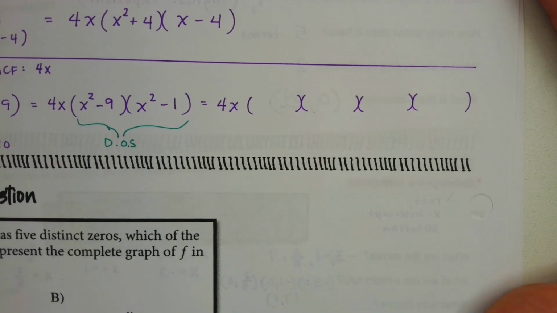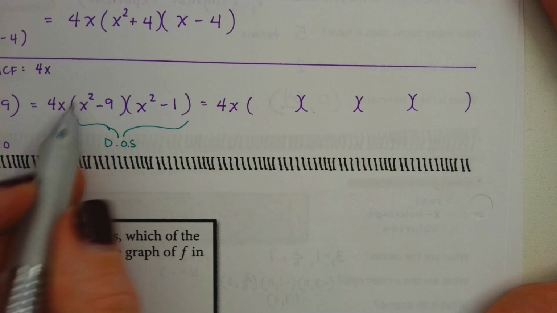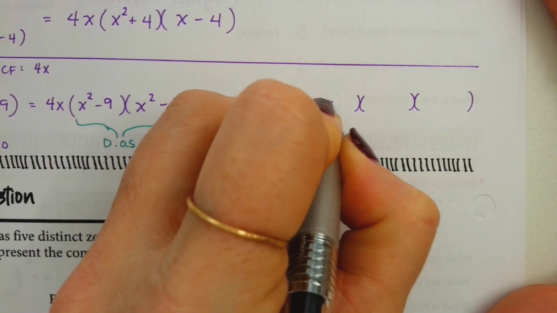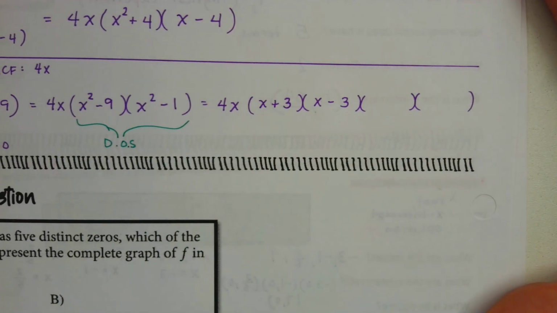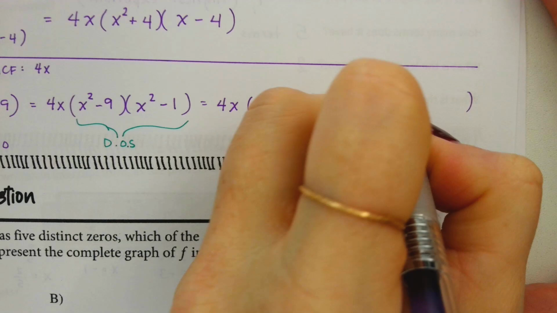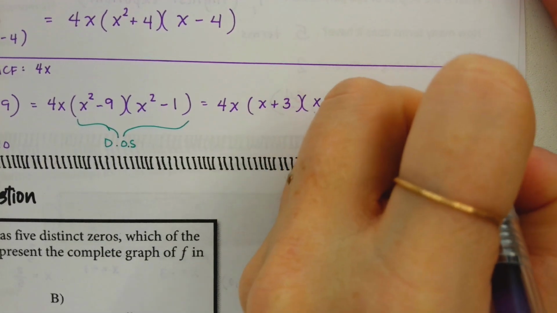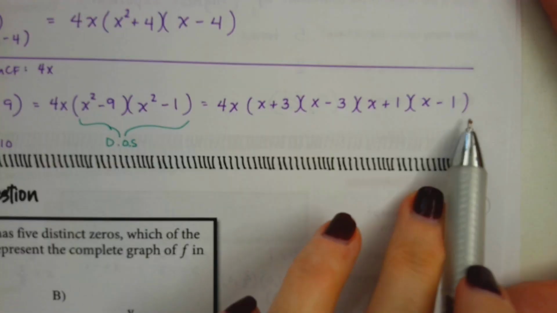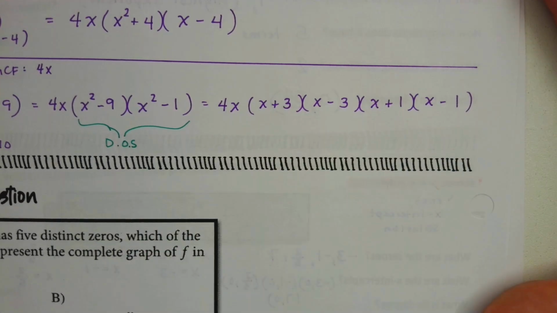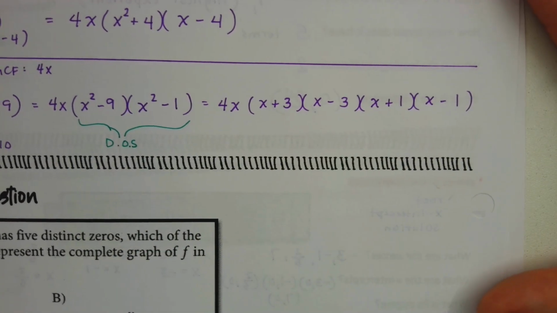Okay, what would the x squared minus 9 factor into? X plus 3, x minus 3. What would the x squared minus 1 factor into? X plus 1, x minus 1. Very good. And if you look, we have no more squared terms. We only have linear factors now, so I know definitely nothing else is going to factor more. It's a lot of factors.